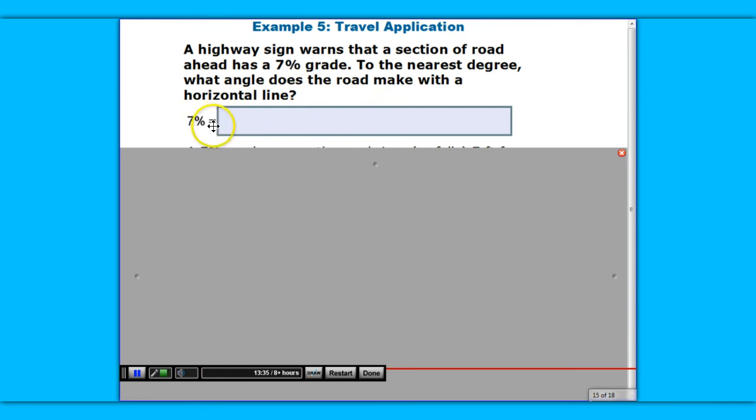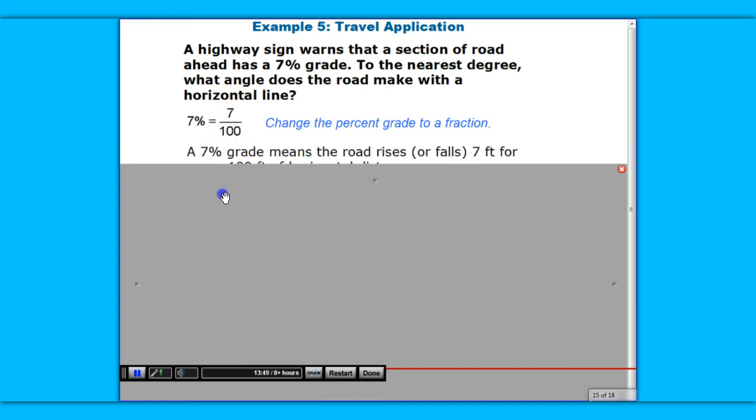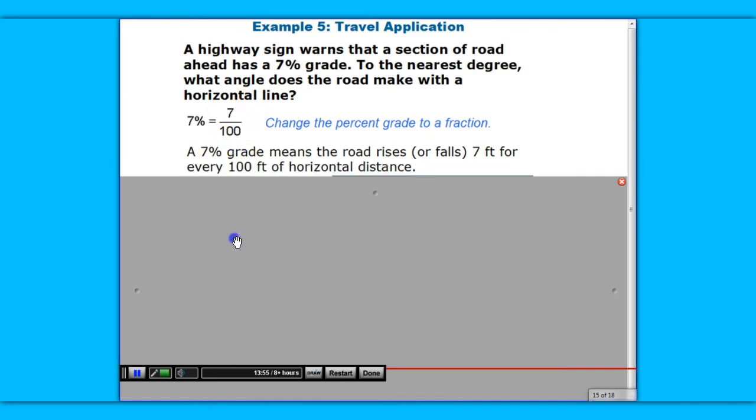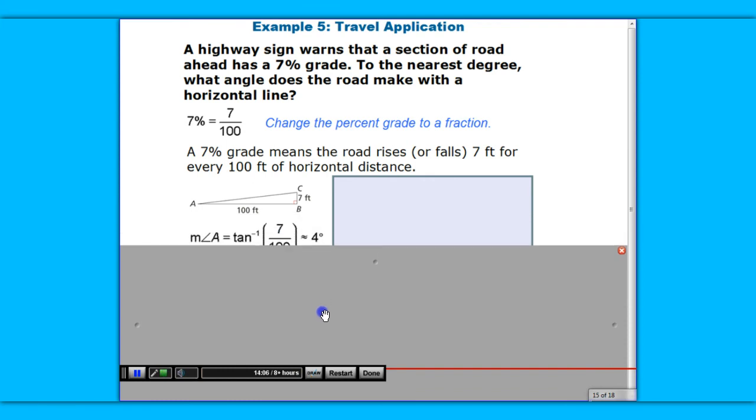So we know that 7% written as a fraction is 7 over, that's right, 100, right? So this means that a 7% grade would be equivalent to rising or falling 7 feet for every 100 horizontal feet. So there's your slope, right? Rise of 7 over 100 or drop of 7 over 100 feet. So here is an image of that you have in your notes, right?